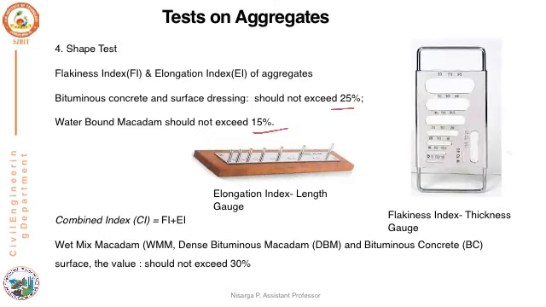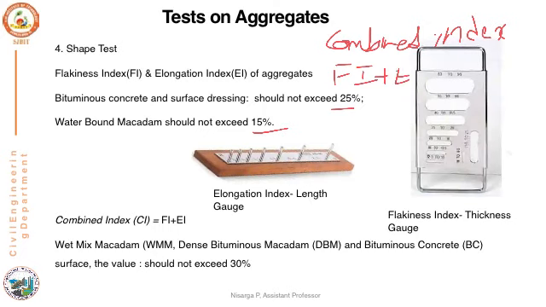So the value that is recommended, we generally call it the combined index. The combined index is nothing but the sum of the flakiness index plus the elongation index. Calculate the flakiness index value for the given aggregates and the elongation index separately, then add the values you have obtained to get the combined index. Calculate the combined index and then check for the suitability.